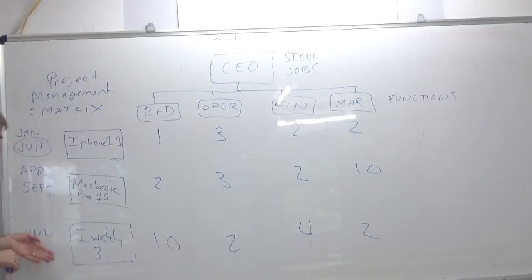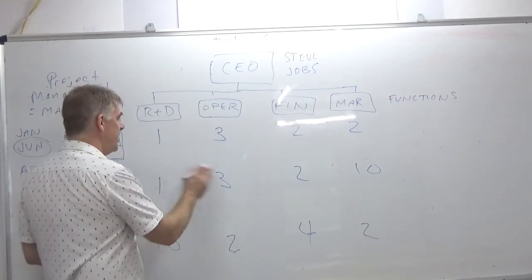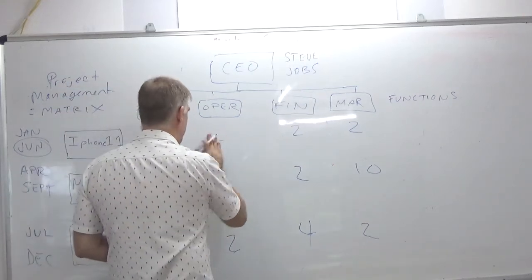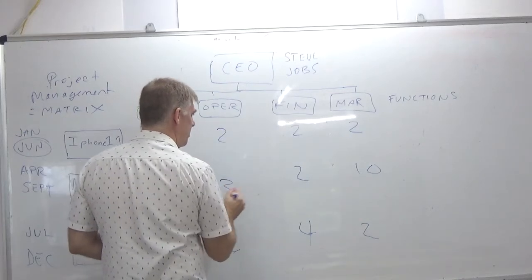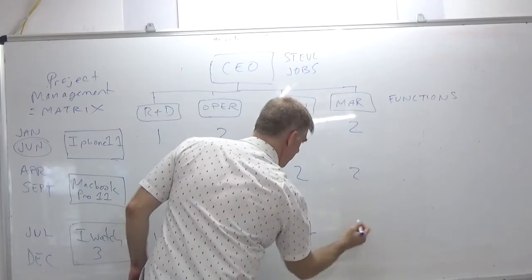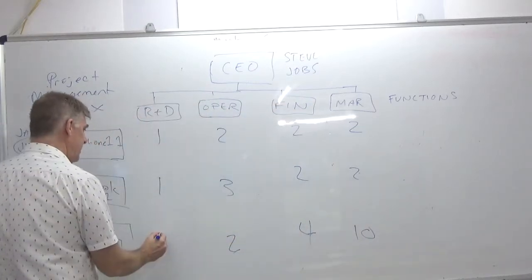So eventually this project will end too, and then they'll have the same thing. There'll be a new project for the next year. The operations here are down to 2, and here they're down to 3. The marketing people are going to move to the next project. The research is done here.